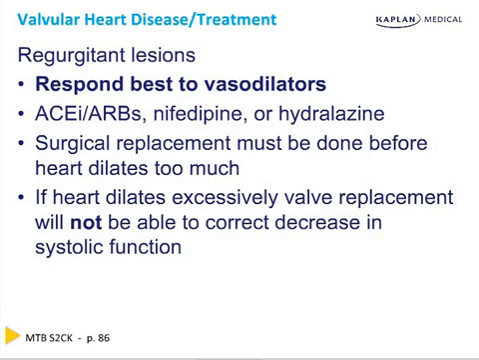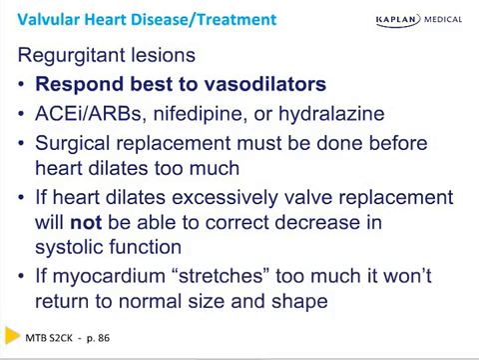Well, what does too much actually mean? Well, 55 millimeters in aortic regurgitation or 40 millimeters in mitral regurgitation. That's what it means for too much. 55 for aortic and 40 for mitral. Because if the myocardium stretches too much, it won't be able to return to normal size and shape. Now, this too much thing is very difficult for a medical student. You're like, I understand what you mean by too much, but what does it mean, too much? 55 millimeters of left ventricular end systolic diameter for aortic regurgitation and 40 millimeters for mitral regurgitation.